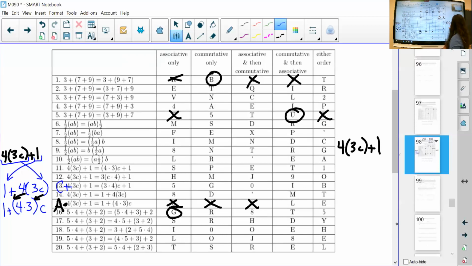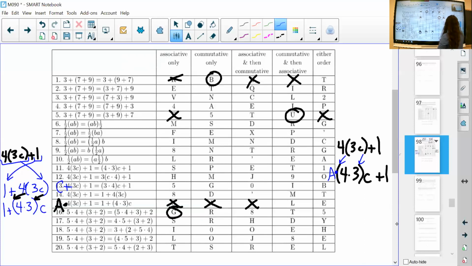We'll try the associative property. So I'm going to move my parentheses here. I'm going to have 4 times 3 times c plus 1. And what allowed me to do that? That was associative, because it sounds the same. So just the grouping. Associative of multiplication. This is associative of multiplication.